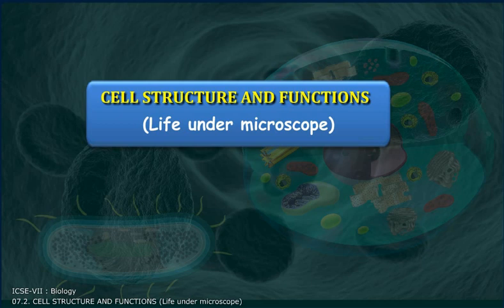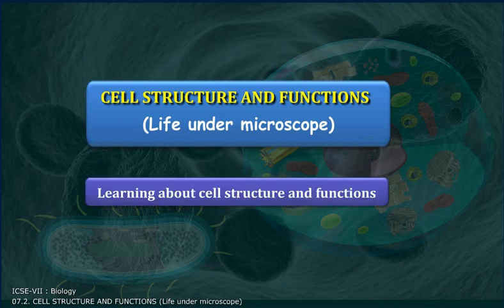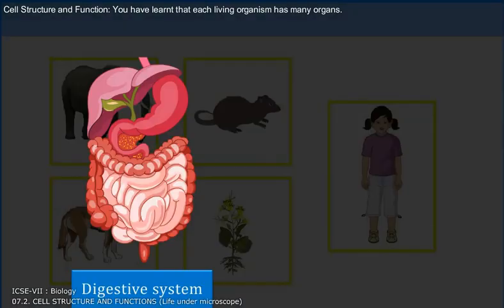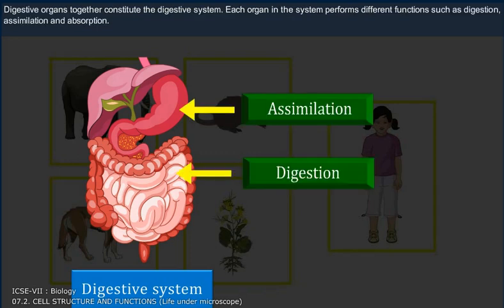Cell structure and functions. Learning about cell structure and functions. You have learned that each living organism has many organs. Digestive organs together constitute the digestive system. Each organ in the system performs different functions such as digestion, assimilation, and absorption.